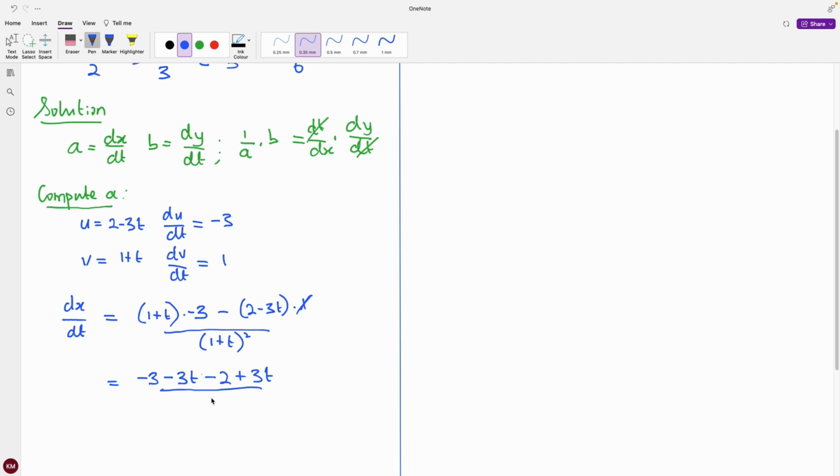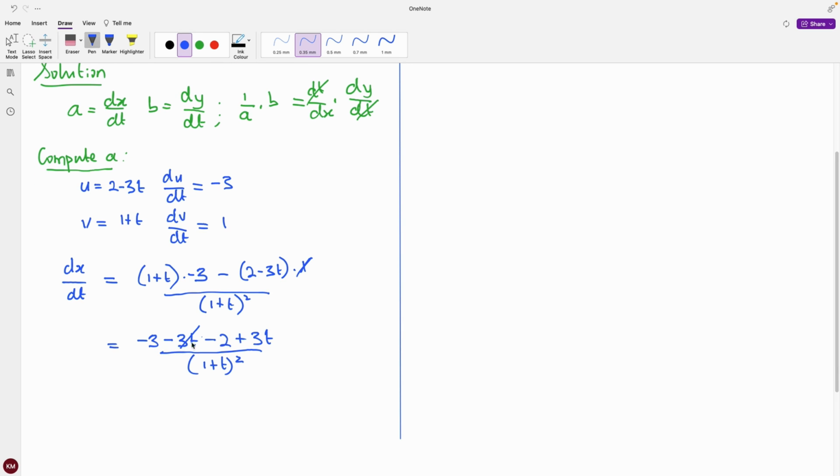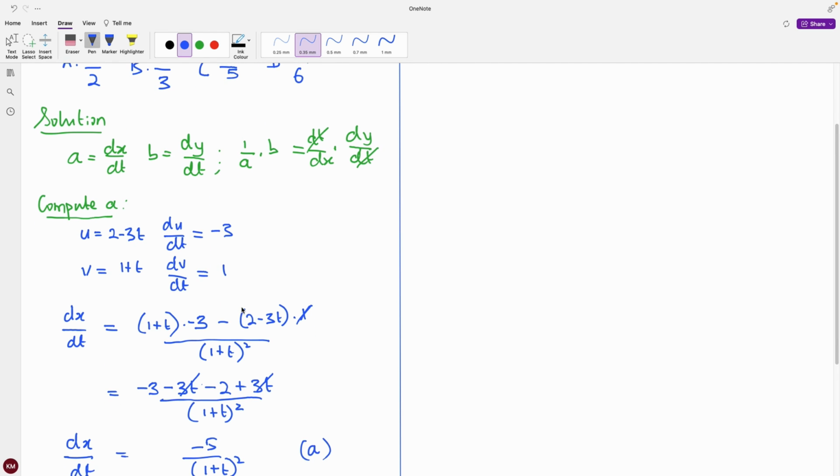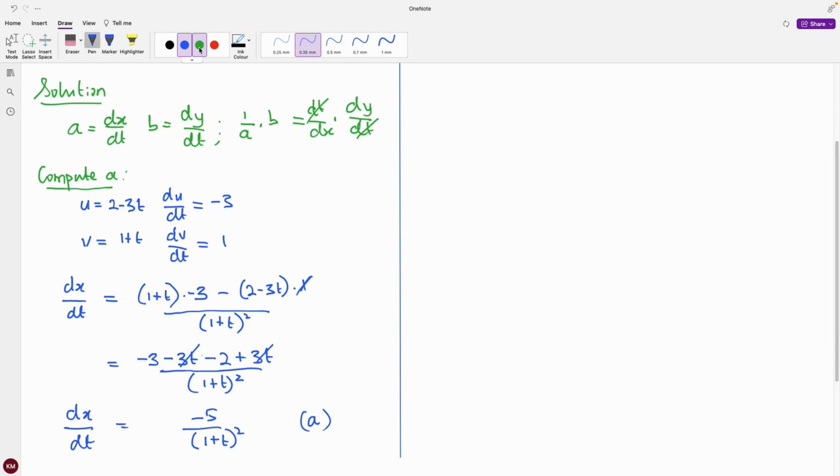And we divide by 1 plus t squared. So if we cancel out minus 3 plus 3, and minus 3t plus 3t cancels out, we are going to have minus 5 all over 1 plus t all squared, and this is going to be the dx by the dt. Okay, and this is what we call our a, right?